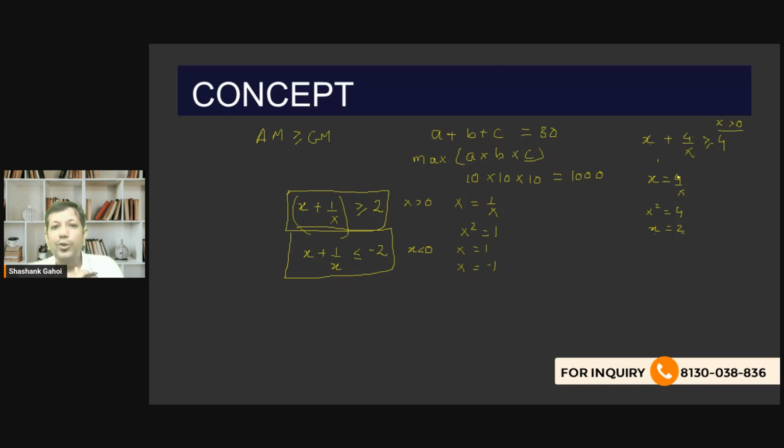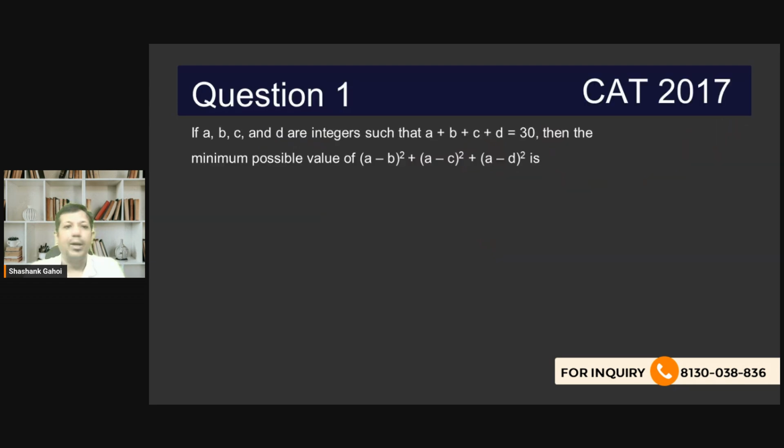So whenever you see these kinds of questions, put values equal, you are going to get the answer right. Now let's move on to the questions and see what kind of questions we have seen in the concept of maxima and minima. Okay, now this is talking about what is the minimum possible value of this.